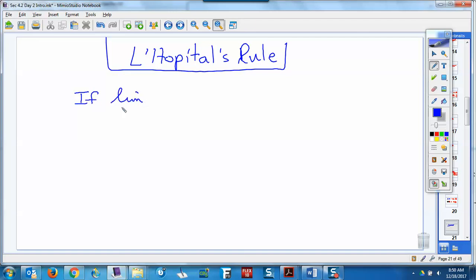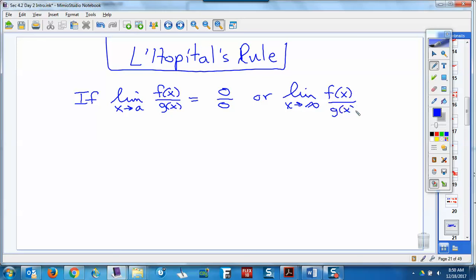If the limit as x approaches a of f of x over g of x equals 0 over 0, or the limit as x approaches infinity, now this could be negative infinity too, so it doesn't matter, of f of x over g of x equals infinity over infinity. Basically, it's saying that in the two examples we just saw, if you get 0 over 0 or infinity over infinity, then you can do L'Hopital's rule.